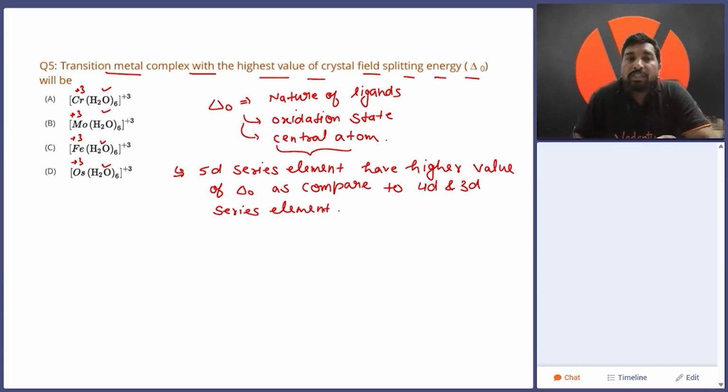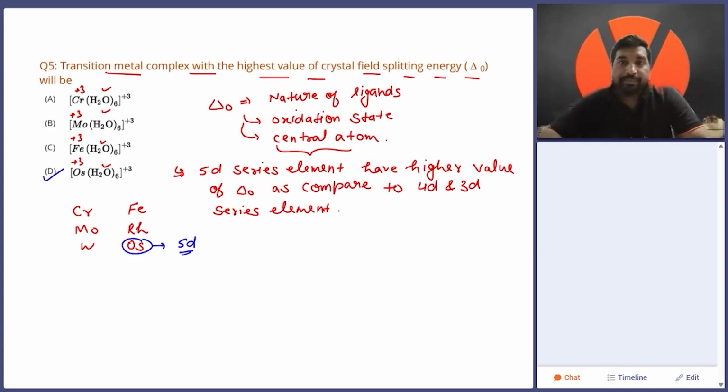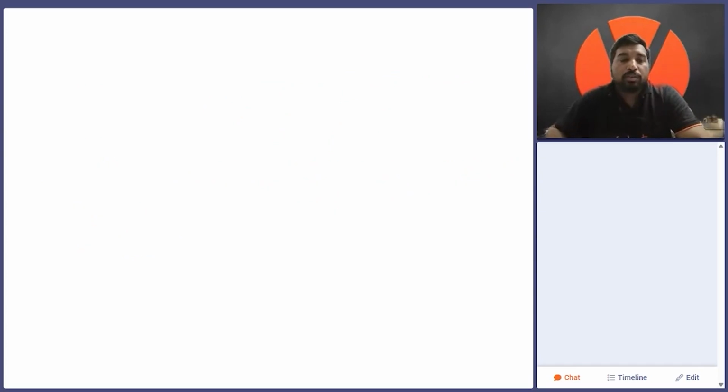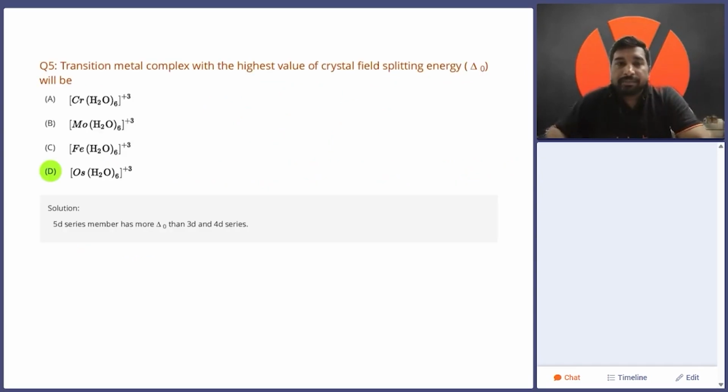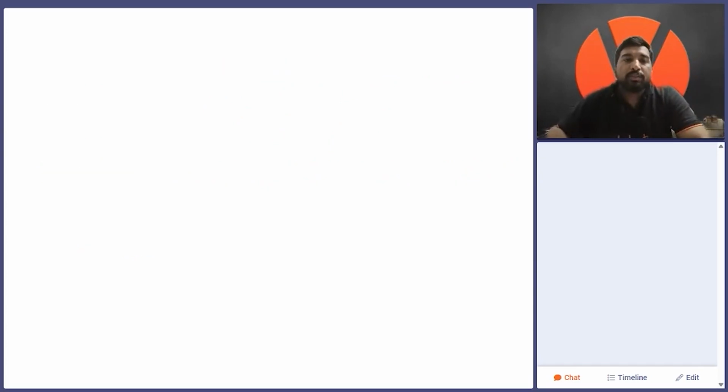So what you can say? We can say chromium, molybdenum, tungsten, here iron, ruthenium, and osmium. So this osmium belongs to the 5D series, hence the right answer should be D. Let's check the answer. So the right answer is D here. Okay, now come to the next question.